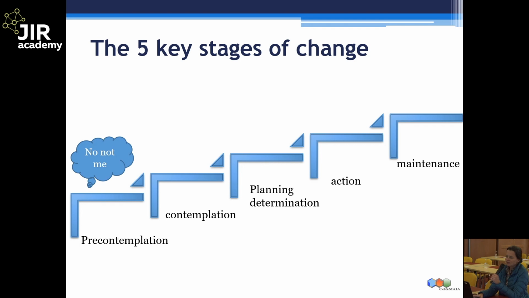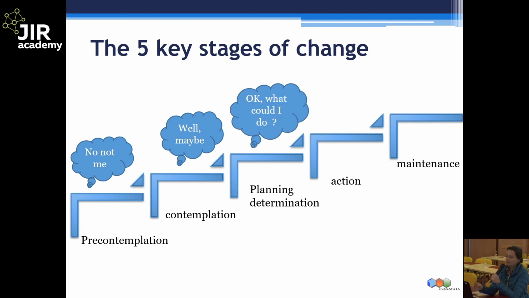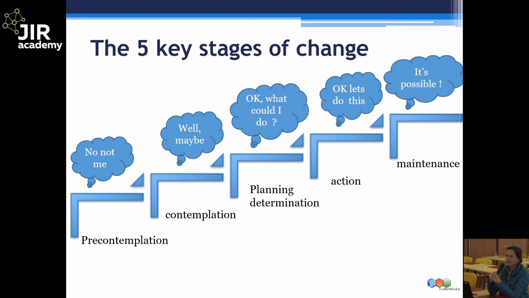The second stage is contemplation. Well, I'm looking at it, maybe I could change. That's a better one. The third one is planning or determination. That needs, okay, what could I do if I want to change? The fourth one is action. Okay, let's do this. And maintenance is, I've done it and I know it's possible. So that's the key stages of change.